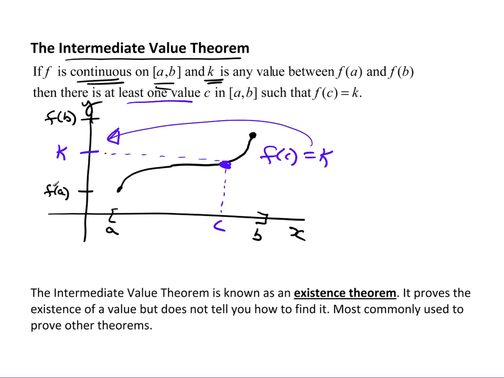It may sound like kind of an odd theorem, but really this can be a little bit intricate to actually try to prove this is true. So anyway, this is what this is saying. If the function is continuous on the closed interval, if I pick any value between f of a and f of b, there's at least one c in the domain, one x value, such that f of that x, f of c, is equal to k. Now the intermediate value theorem is actually known as an existence theorem. It proves the existence of a value but tells you nothing about how you're going to actually find it. And like I said earlier, this is most commonly used to prove other theorems.